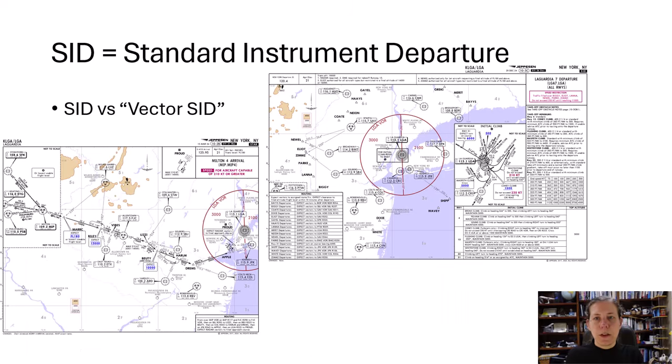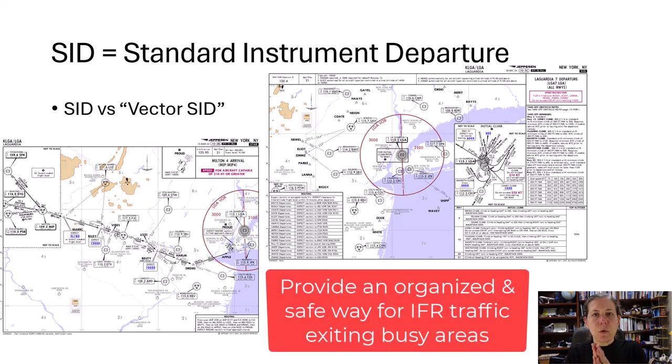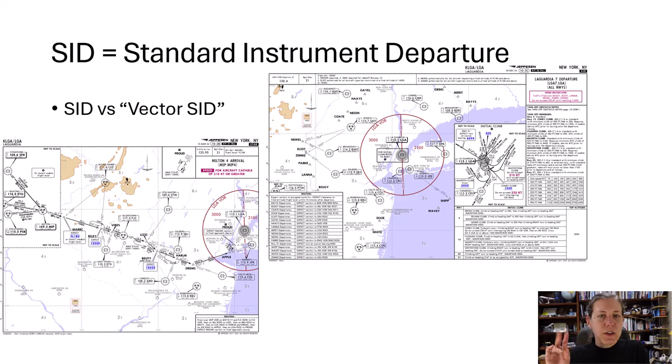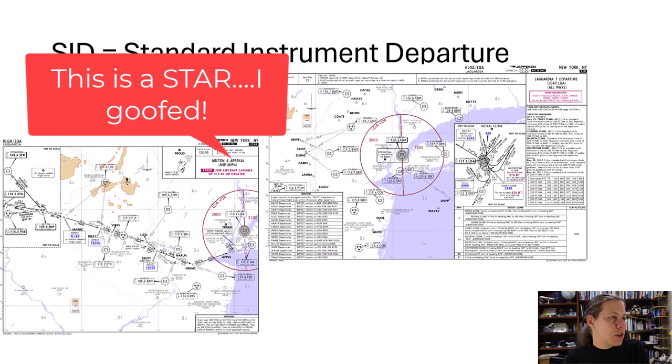All right, on to the SIDs, standard instrument departures. Okay, so I'm not going to go into the whole detail of what this is. Essentially, in a nutshell, it is a way for us to have an organized flow of traffic departing an area and keep people from hitting obstacles as they leave the terminal area under instrument flight rules. So there are two types, if you will. We have the SID versus the vector SID. I mean, they're both SIDs, but I'm going to show you both here.